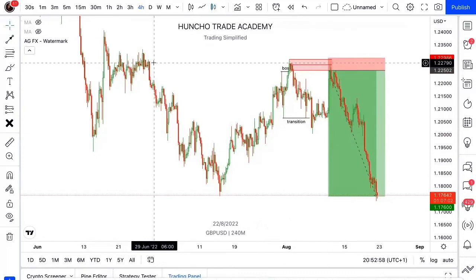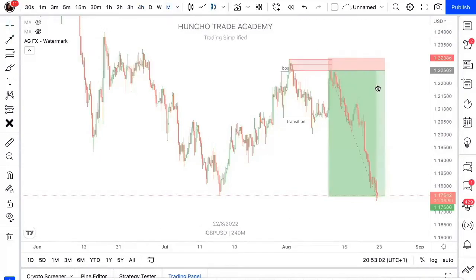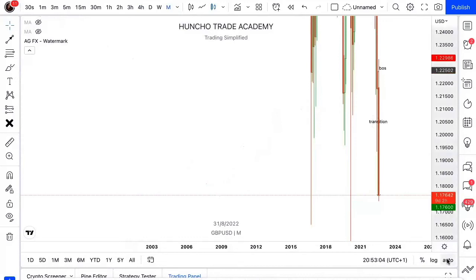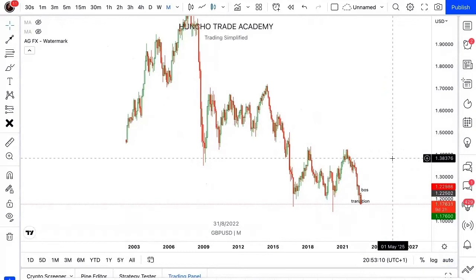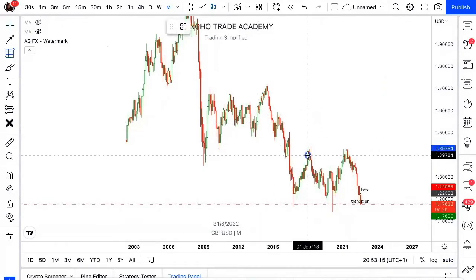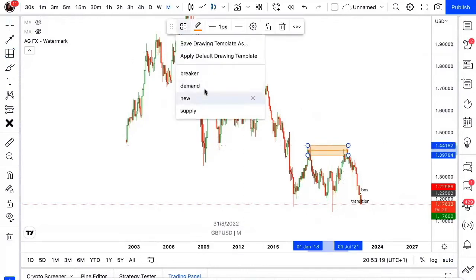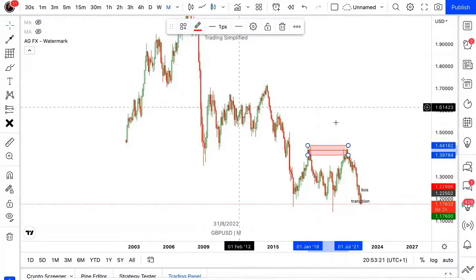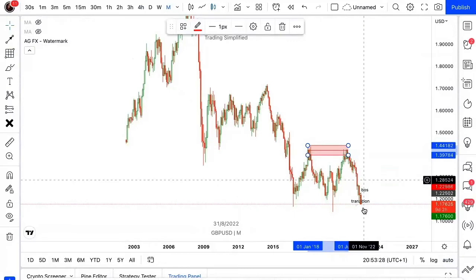So let's do a quick top-down analysis on GBP USD, starting from the monthly time frame. On the monthly time frame, you can see the market is extremely bearish. You can see price mitigated this order block here. Price mitigated this order block and see how price is pushing to the downside.